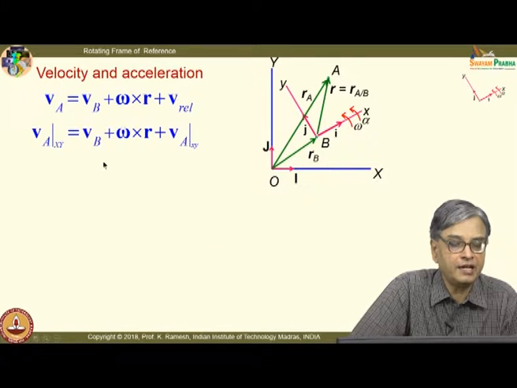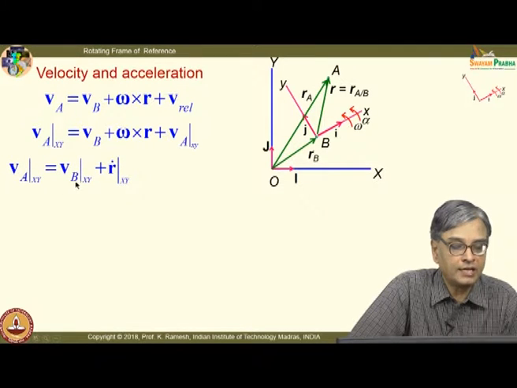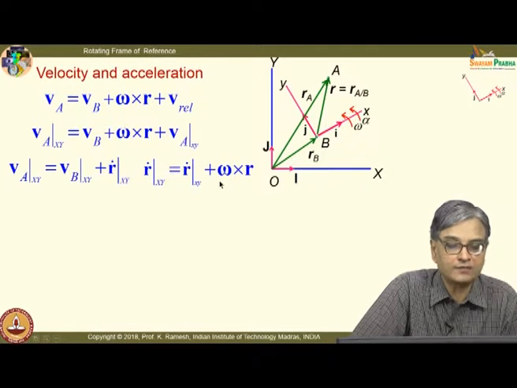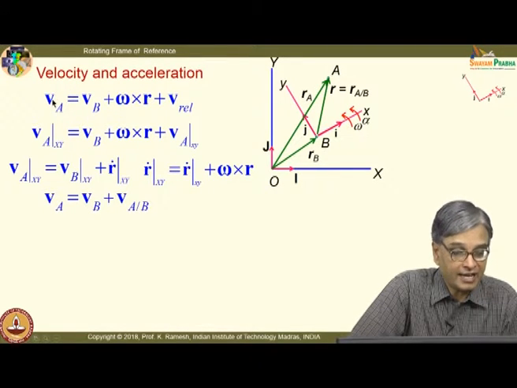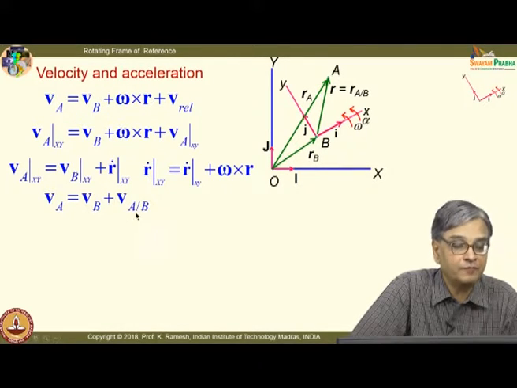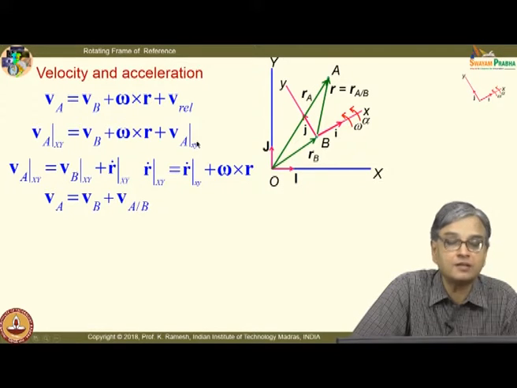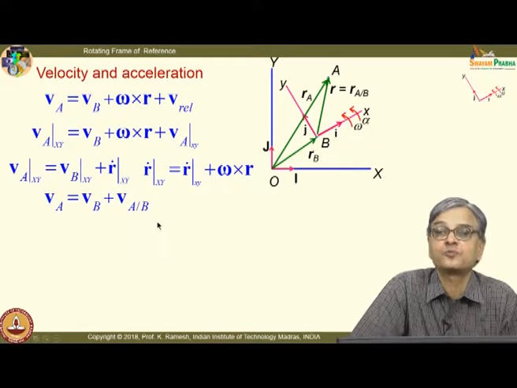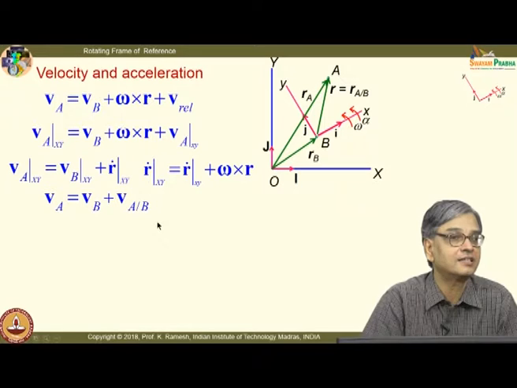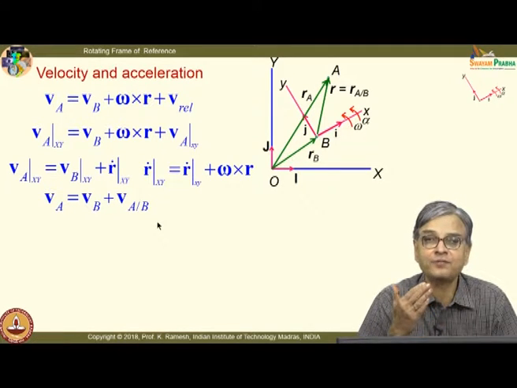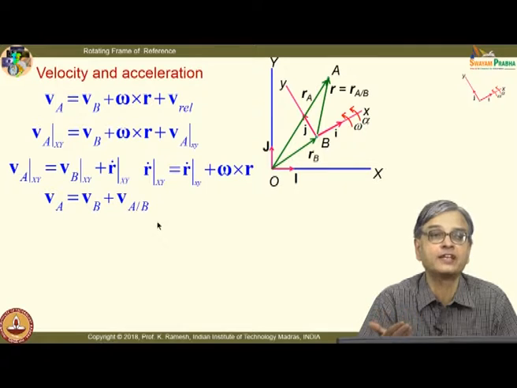So, I have this V A, I can write it like this, and I can also note that r dot capital XY, I am again rewriting, equals r dot small xy plus omega cross r. This is to emphasize the fact. And I can also write this expression as V A equal to V B plus V A with respect to B. V A with respect to B has two terms. Do not write this V rel as V A with respect to B. Some students have done it. That is not the quantity. V rel is the velocity you perceive when you sit in a rotating frame of reference and move with it.